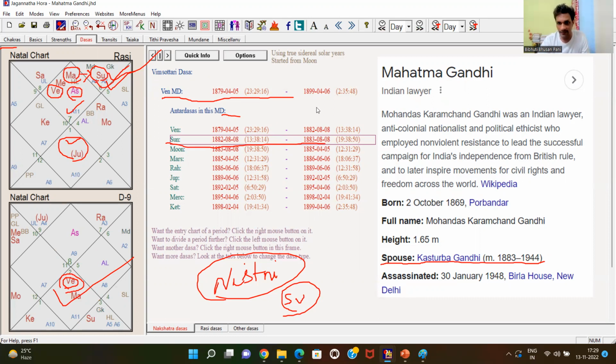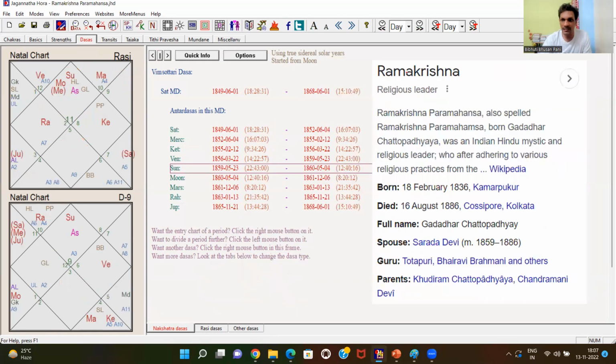Let us take another chart. This is the chart of Ramakrishna Paramahansa, who is a religious leader.